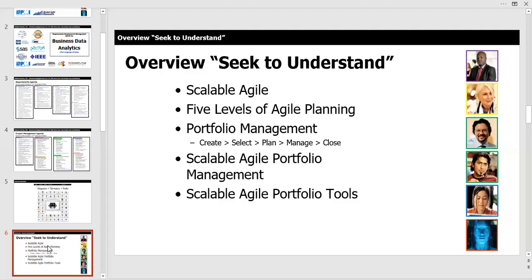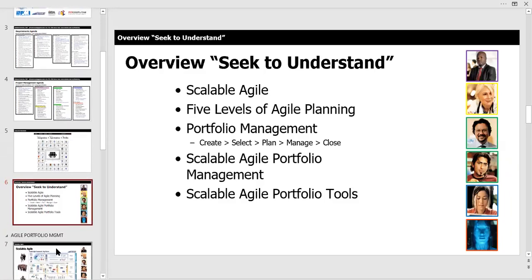So, all right, let's get in and talk about what we are going to cover today. We're going to talk about scalable Agile, 5 levels of Agile planning, portfolio management: create, select, plan, manage, close, scalable Agile portfolio management, and just the tools. So we're going to connect a lot of these different dots that are sort of floating around in different locations. I'm going to try to connect all these dots together.